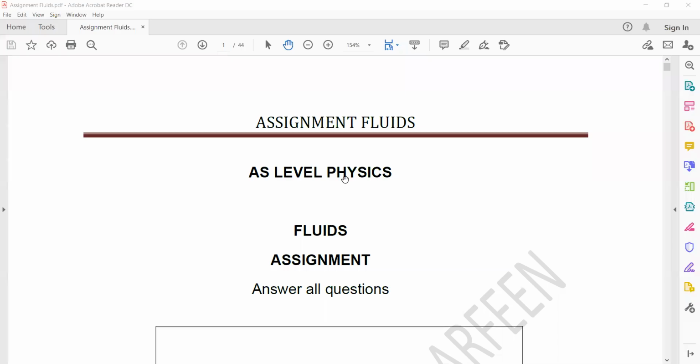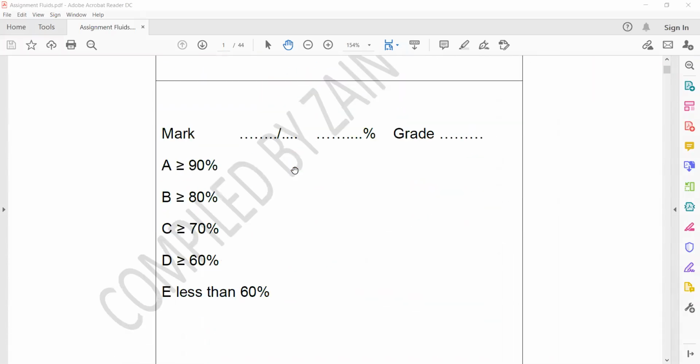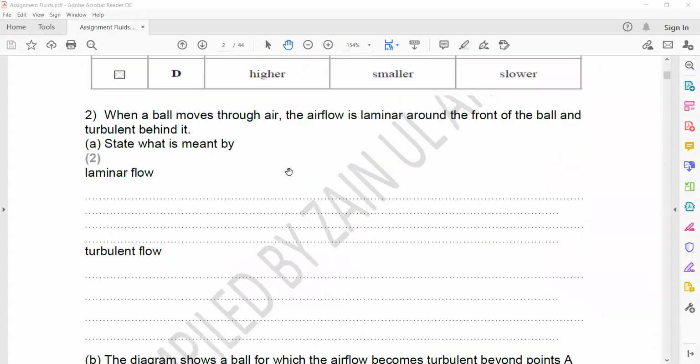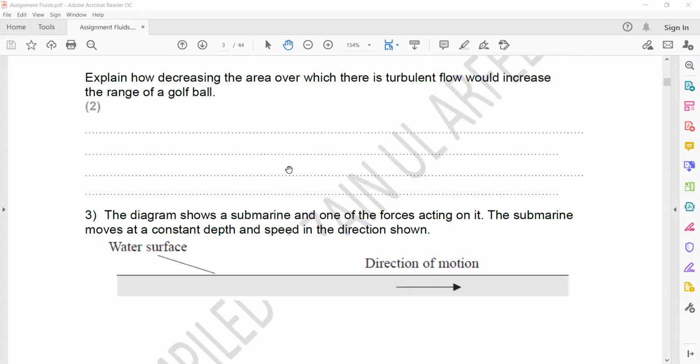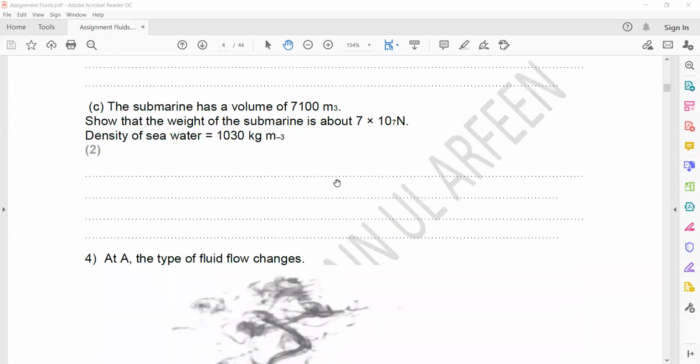I will discuss the doubts related to fluid. Page 8. Question 10A2.